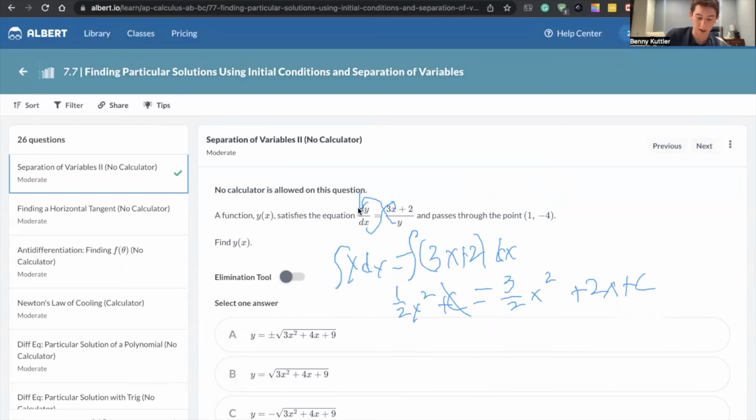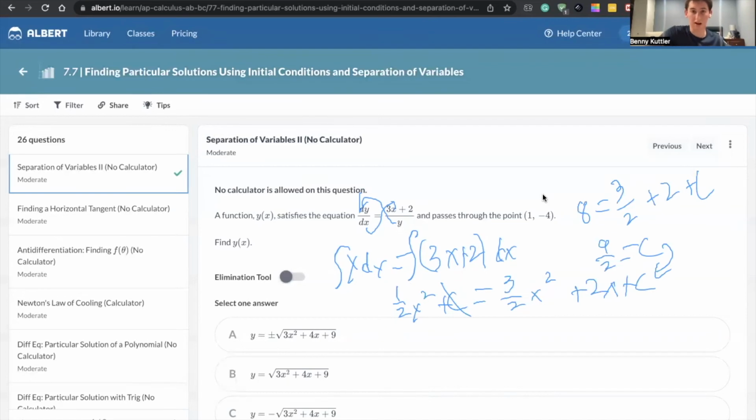And now we use an initial condition to find c. So x equals 1, y equals -4. So if we plug -4 in for y, we get -4 squared is 16, over 2 is 8. 8 equals 3/2 times x squared, x is 1, 3/2, plus 2 times 1 is 2, plus c. So that 3/2 plus 2 should equal 7/2. Move that to the other side, 16/2 minus 7/2. You get 9/2 equals c. And we just put that right there.